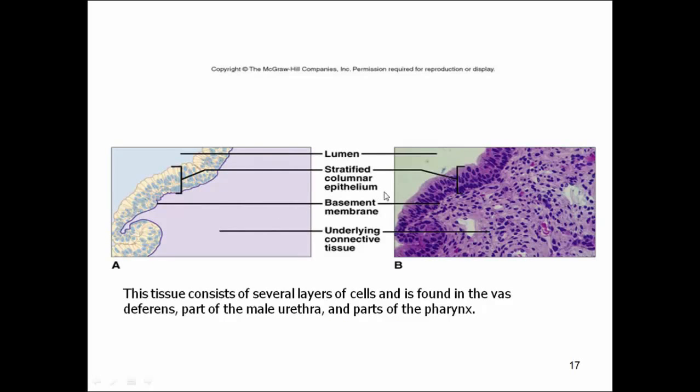Here we see stratified columnar, that is several layers of column-shaped cells found in the vas deferens, which is the tube that brings sperm from the testicles up into the body, found in part of the male urethra, and parts of the pharynx, which is the back of the throat.